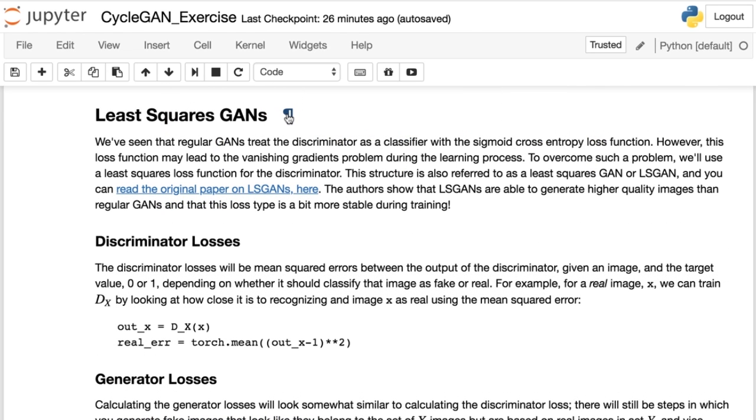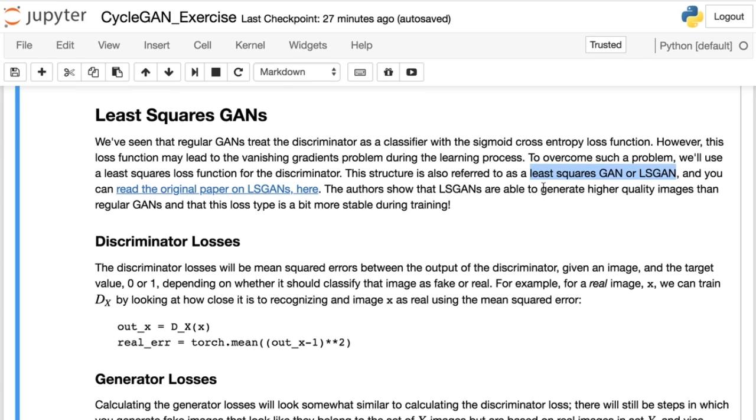The second new loss detail is that in this case, we'll actually be using a least squares loss function for the discriminator, as opposed to cross-entropy loss. This approach is motivated by recent research. Basically, in an unsupervised approach like this, researchers observed that cross-entropy loss led to a vanishing gradient problem, and a least squares loss function instead was able to generate higher quality images and was a bit more stable during training. This structure is also referred to as a least squares GAN or LS GAN, and you can read the original paper on this approach at this link.